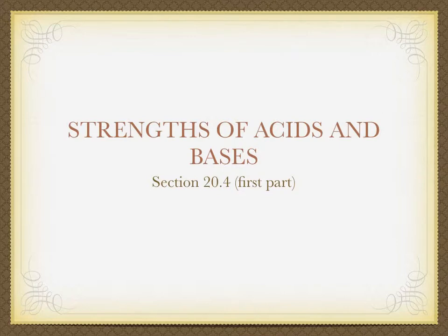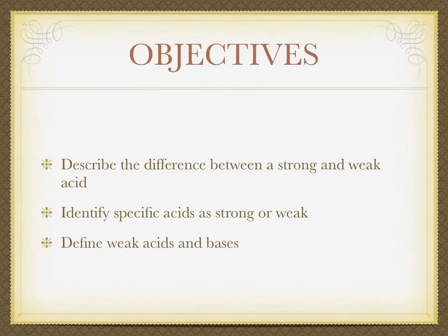Now I want to talk just a little bit about strengths of acids and bases. We've probably done some of this already, so we're going to go over just a little bit. We're only doing the first 2 pages in section 4, not the other stuff. Just be able to tell me the difference between a strong and a weak acid, identify some specific acids as either strong or weak, and define them.